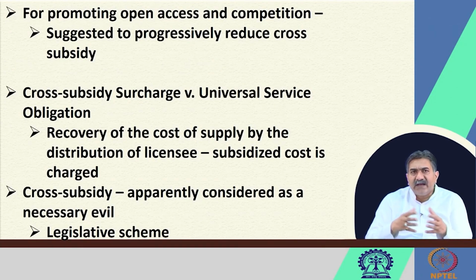Now, if you look at the scheme of the law, if you look at the overall transformational aspect which has been brought under the Electricity Act 2003, you would find that on the one hand, when it was suggested that let the market be open, then it was also suggested that in order to take the optimal benefit from that open market, the cross subsidy should be reduced progressively.